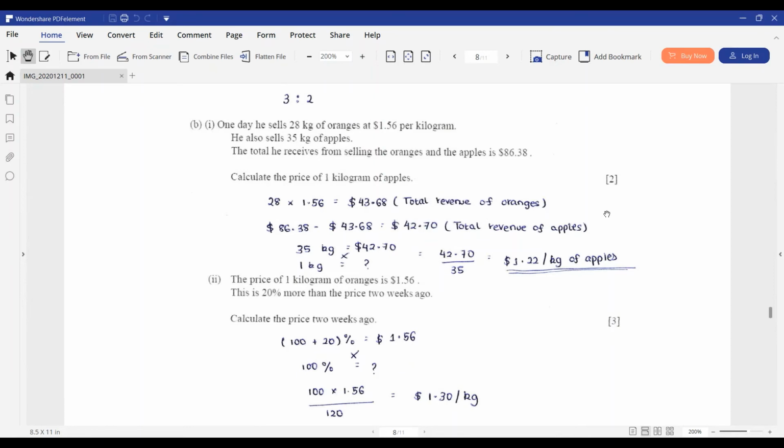So now this is equal to 35 kg worth of apples. If this is equal to 35 kg, how much is 1 kg's price? So we're going to take $42.70 over 35 kilograms. Dividing this should give us $1.22 per kg of apples.